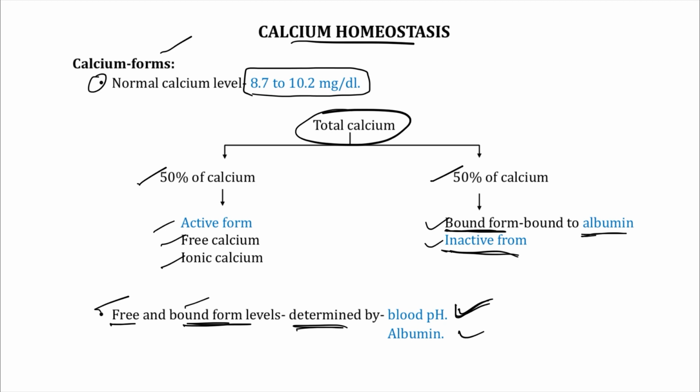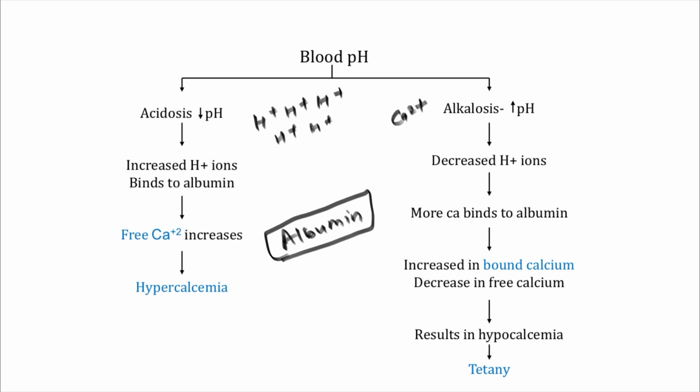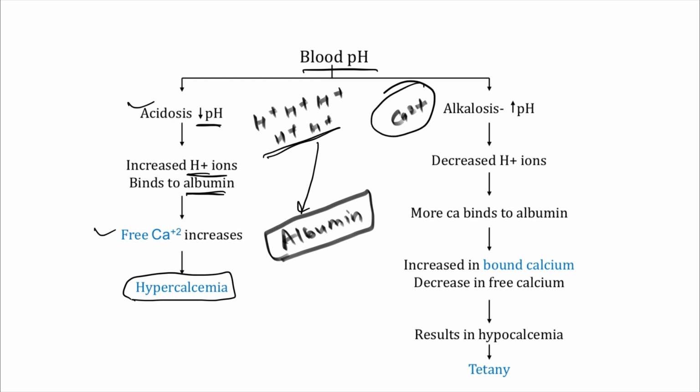Now see here, very important, the blood pH. Whenever there is a decrease in blood pH, especially in states like acidosis, there is increased H plus ions, and these ions bind to albumin. That's why there is an increase in free form of calcium, and that leads to hypercalcemia. So in acidosis, there is decrease in pH and increased levels of H plus ions. These H plus ions win the race and bind to albumin in place of calcium. That's why there is an increase in free form of calcium that leads to hypercalcemia.